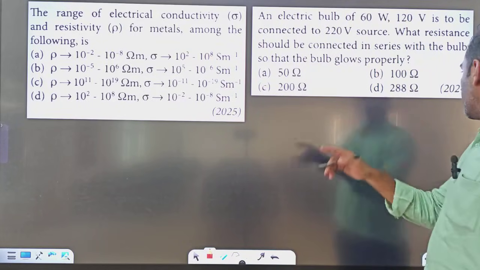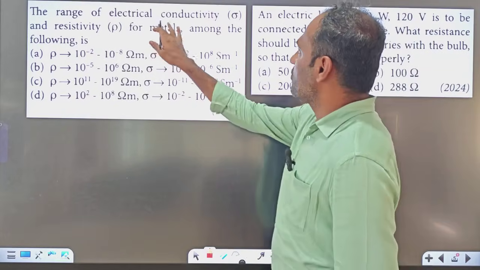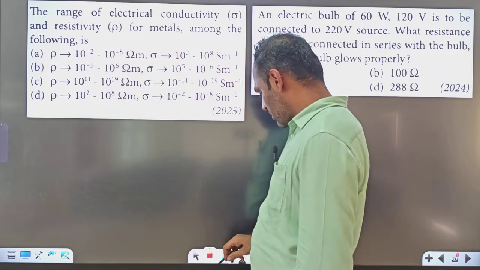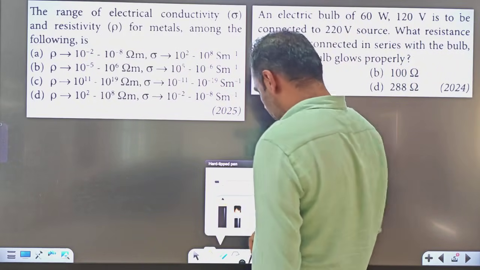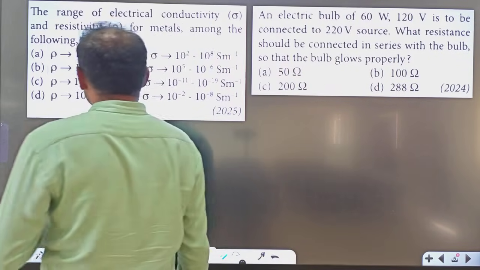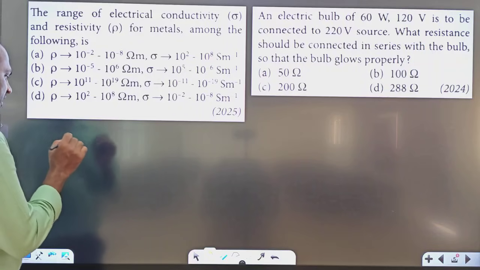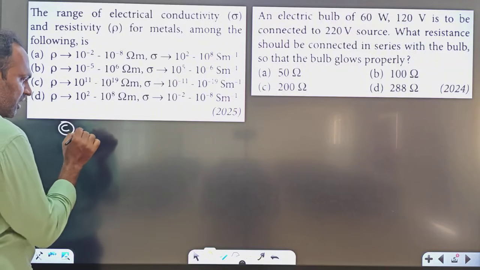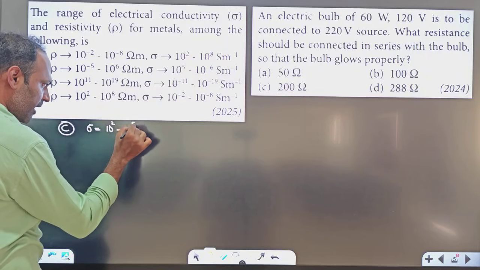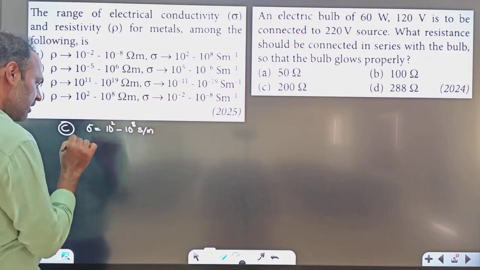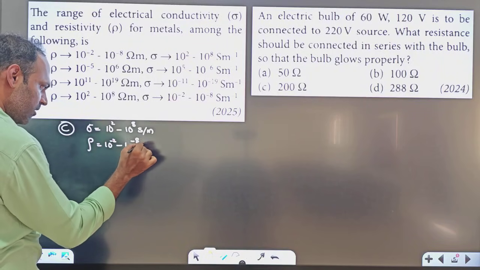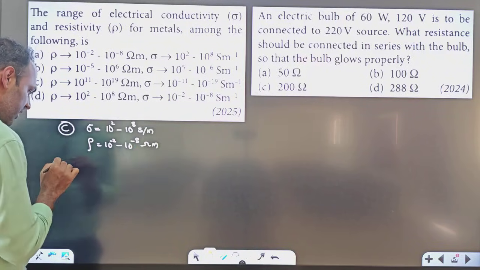These are from 2025 and 2024. See, they are asking for the range of electrical conductivity and resistivity for metals among the following. These ranges you have to remember. These ranges are given in the semiconductors chapter, so you should know them. For conductors, the conductivity range is from 10 raised to 2 to 10 raised to 8 Siemens per meter. Resistivity will be from 10 to the power minus 2 to 10 to the power minus 8 ohm meter. Right? This is for conductors.